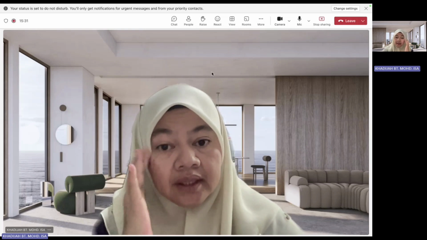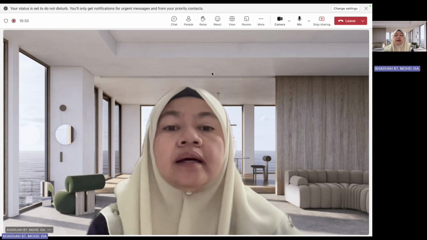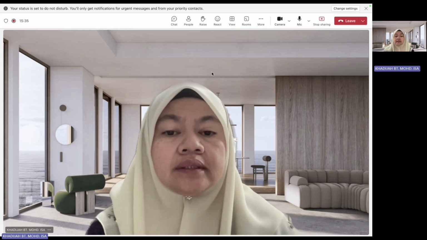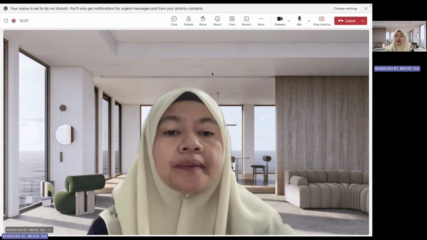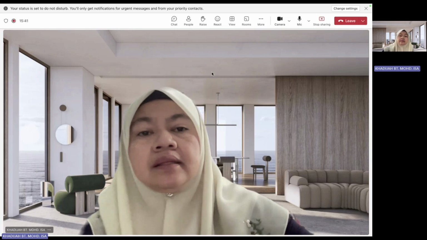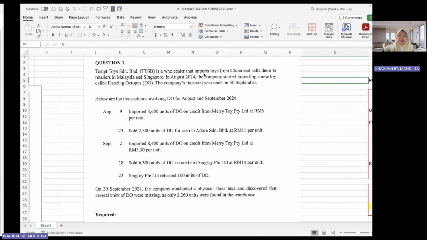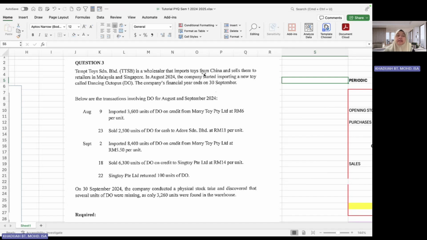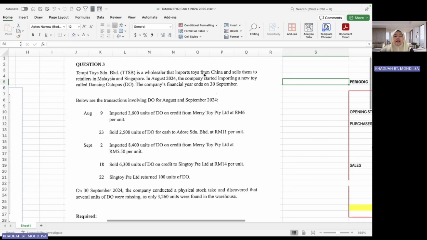I will have a short revision on the topic of inventory. I'll be using a question from previous years. The topic is inventory, but in this session, I will focus on how to do periodic rather than perpetual. So let's look into the question first.